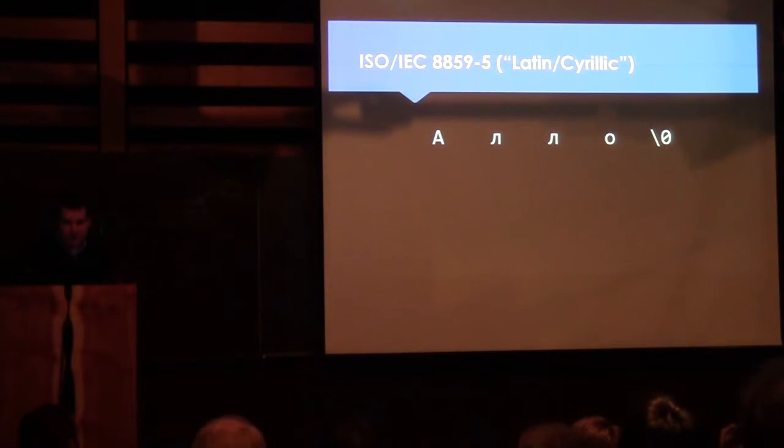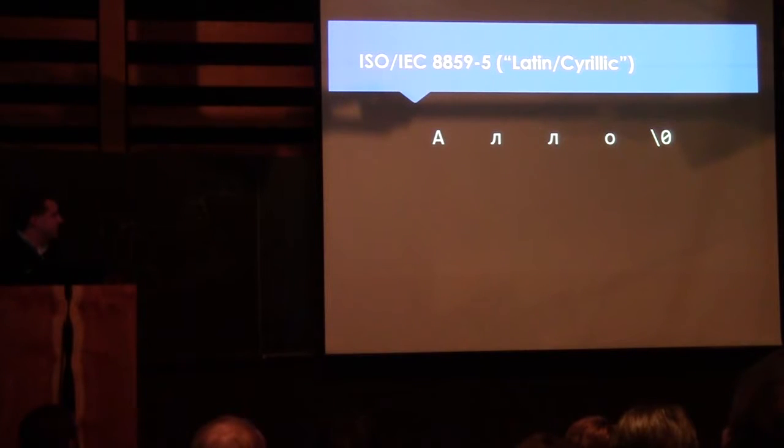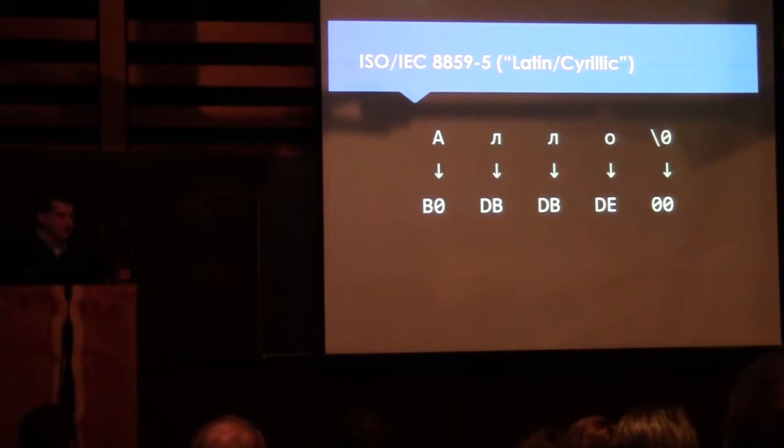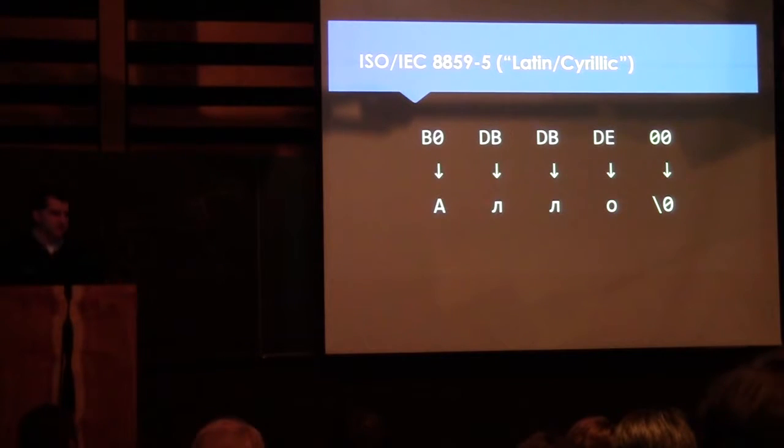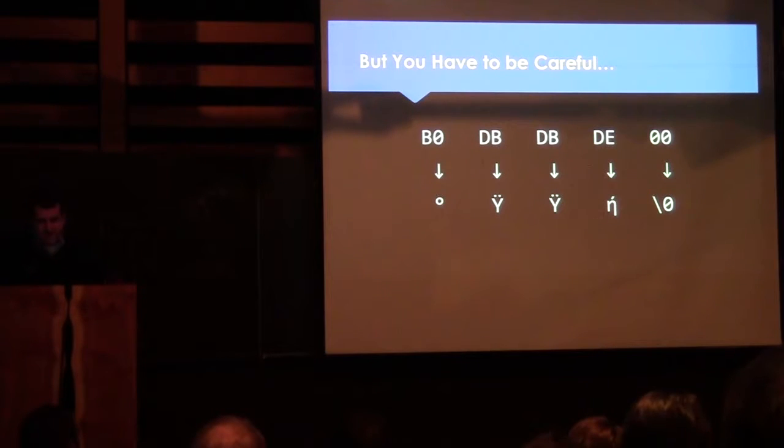So if we have this string and we want to encode it in the 8859-5 encoding, we'll just take each character and map it to its matching code point using the table. And decoding text works the same way. If you have this sequence of characters, then you can decode it by mapping back to the character to get your string back. But you have to be careful, because you have to make sure that when you're encoding and decoding, you're using the same character set. So if you encode this Russian string using the Latin Cyrillic encoding, and then you try and decode it using the Latin Greek encoding, you'll get gibberish. It doesn't mean anything.